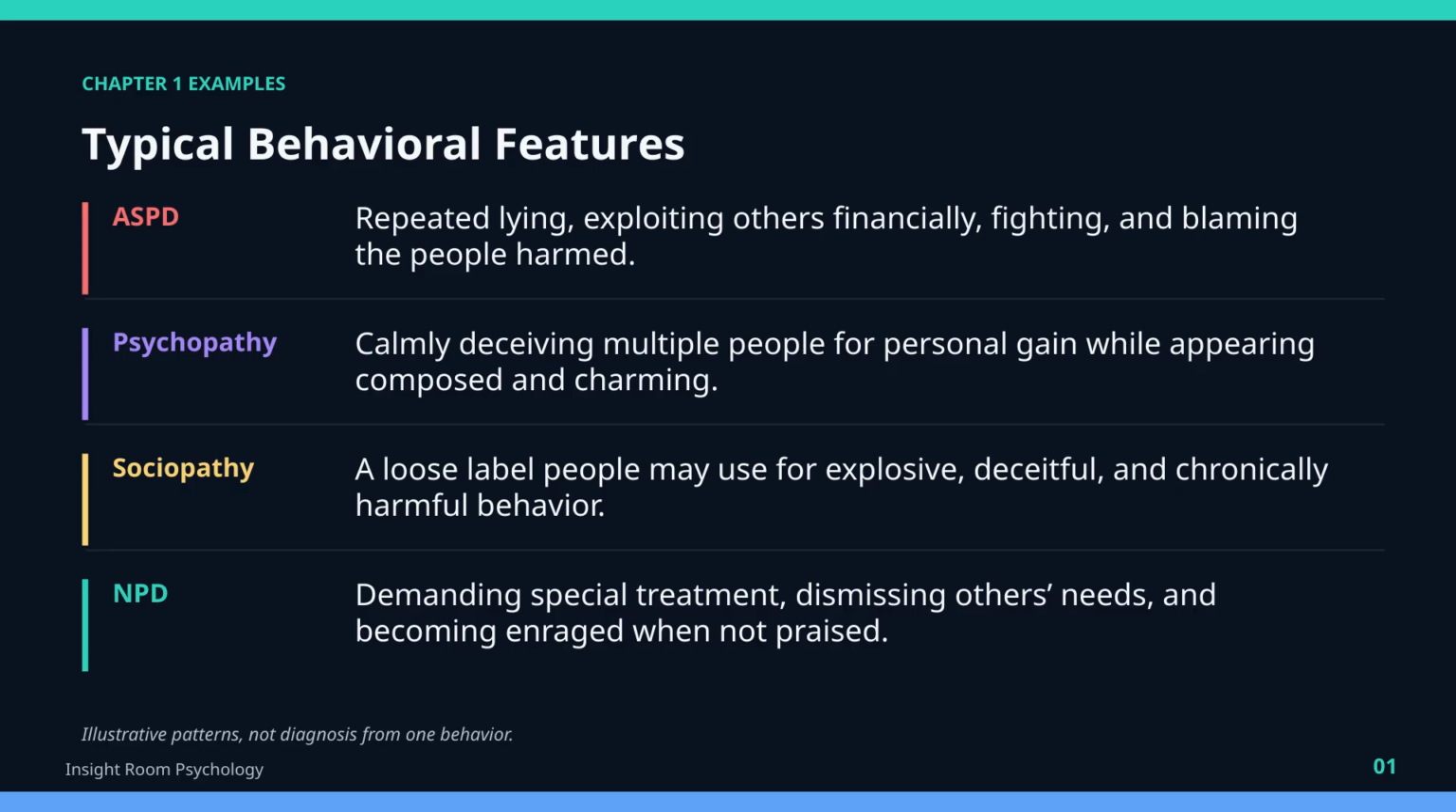It is more often discussed as a forensic, research, or personality construct. The Hare Psychopathy Checklist-Revised, or PCL-R, is one well-known assessment tool used in forensic and research settings. Psychopathy is commonly discussed in terms of interpersonal, affective, lifestyle, and antisocial features.